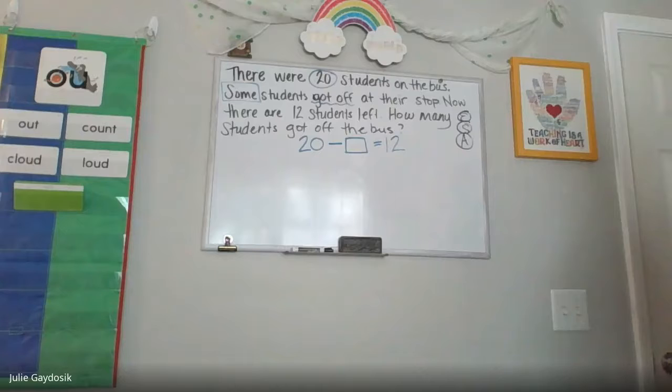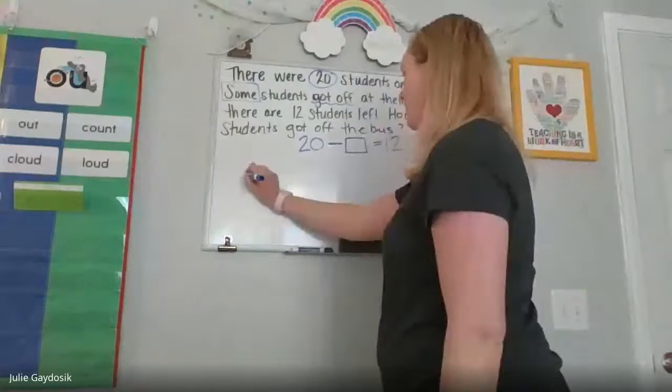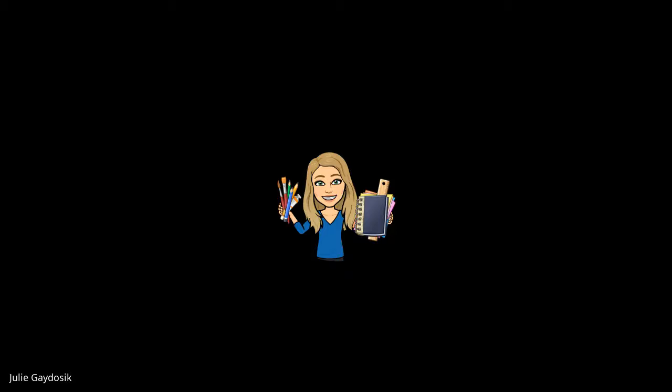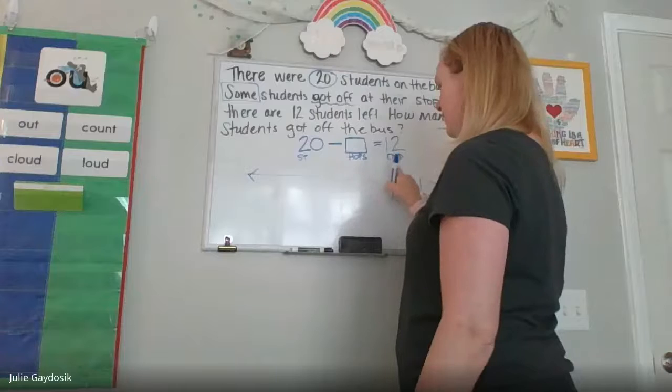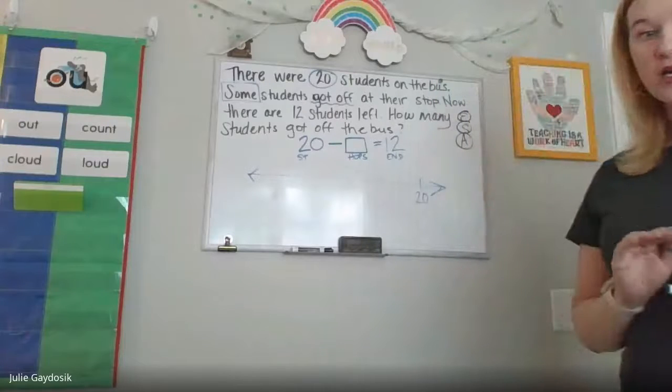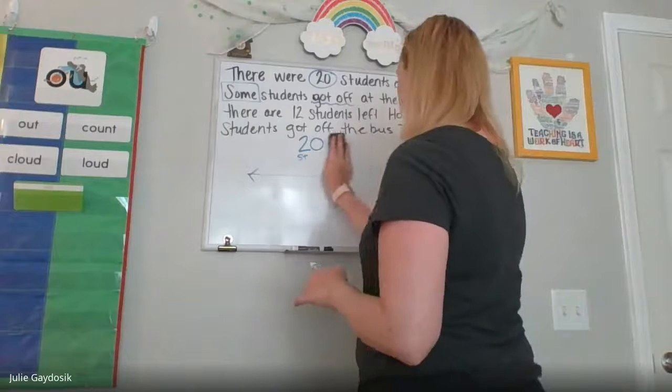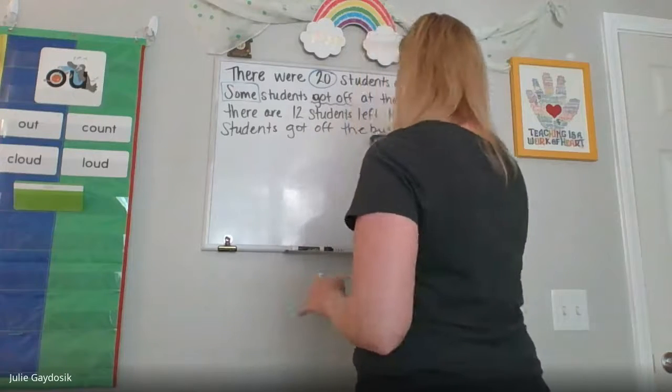Now what you could do is you could do 2 types of strategies. You could do an open number line where when you draw your open number line, you start over here at 20. These are the hops that you're going to do, and this is where you're going to end up. So remember, this is the start, this is the hops, and this is where you end. I'm not going to solve this problem that way. I'm going to solve this problem a little bit differently.